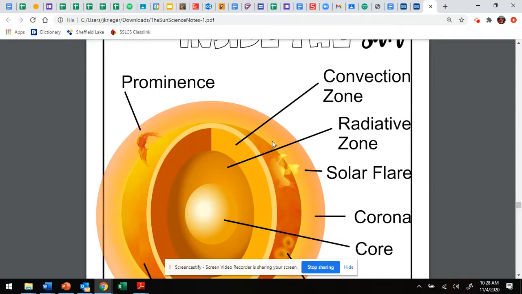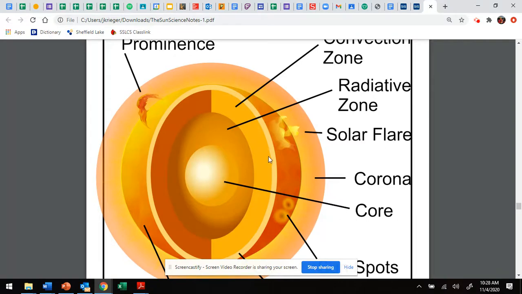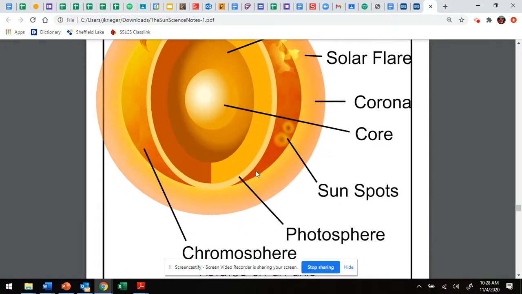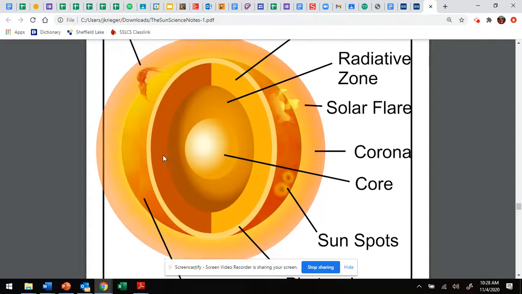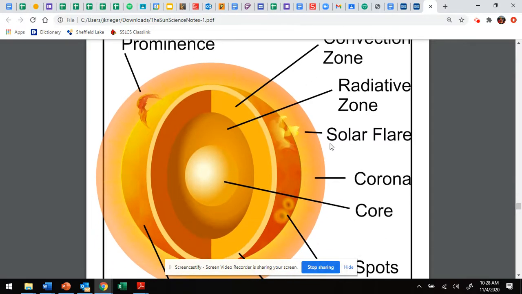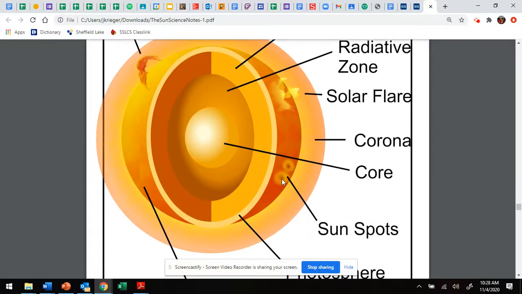Then as we move outside the sun, the next layer that you can see is right here, called the corona. Then we have a thin layer in between called the photosphere and the chromosphere. You looked up some vocabulary words the other day: prominence, solar flare, and sunspots, which are kind of like birthmarks on your skin. They're little spots that the sun has.